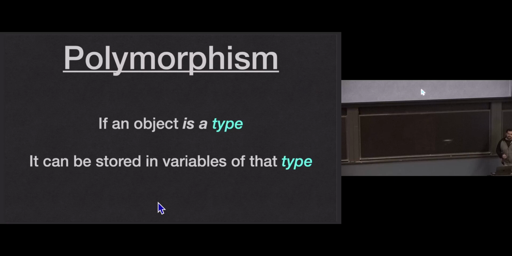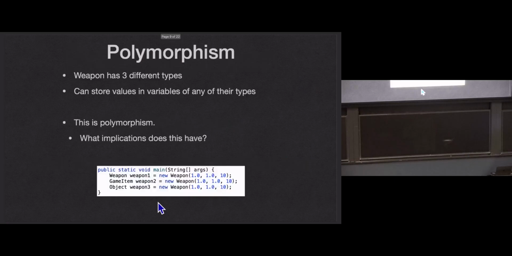So if an object is any type, it can be stored in variables of that type. So I have these 3 different weapons, which could be the same weapon even. I could do GameItem weapon2 equals weapon1. We can talk about the implications of that as well. But weapons can be stored in variables of any of these 3 types. But what's the implication of this? What does this mean for us?